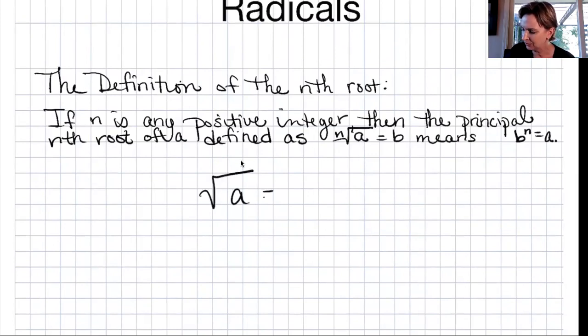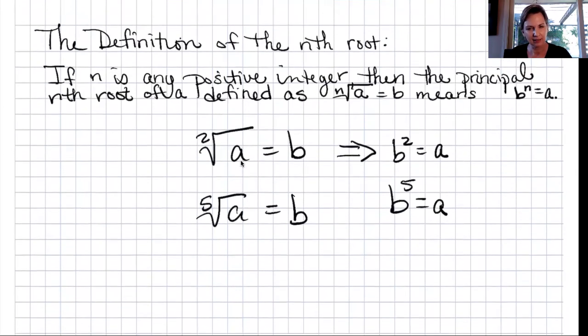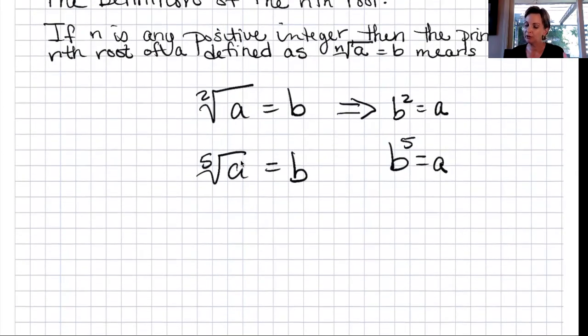Square root of A equals B. Usually we don't write the 2 there, but it's implied. It's saying the square root of A equals B is equivalent to saying B squared equals A. Those two things are basically the same, and that would be true for any root. It could be a third root, fourth root, fifth root. Let's say it was the fifth root of A, then that would be the same thing as saying B to the fifth equals A.